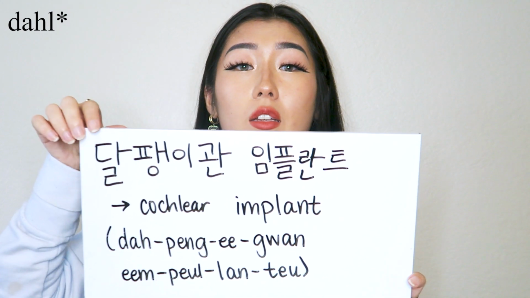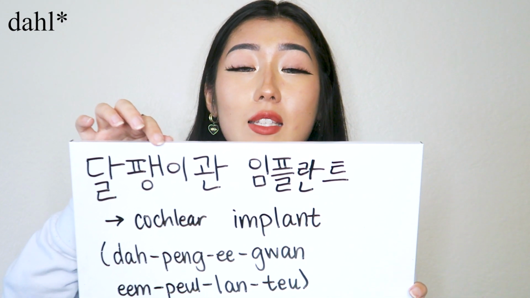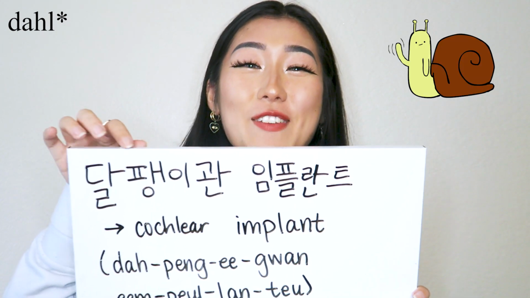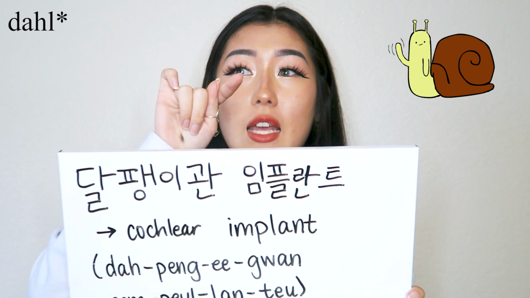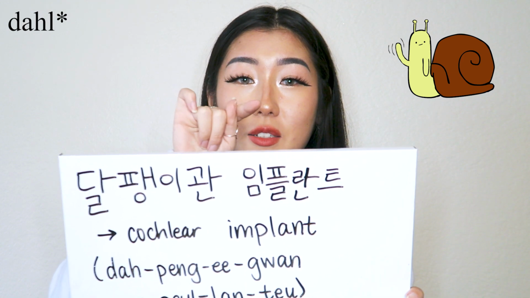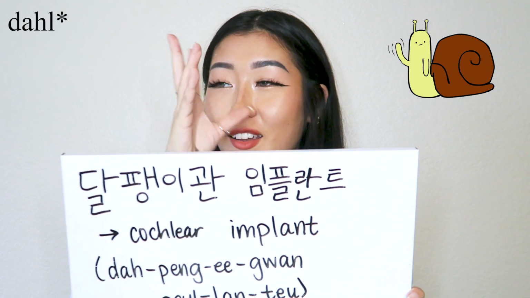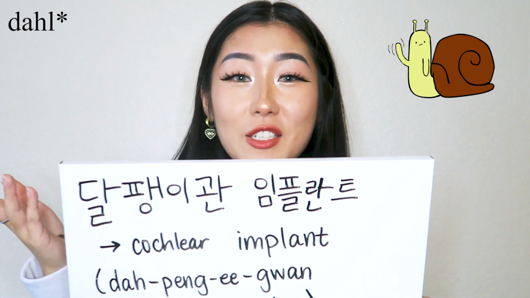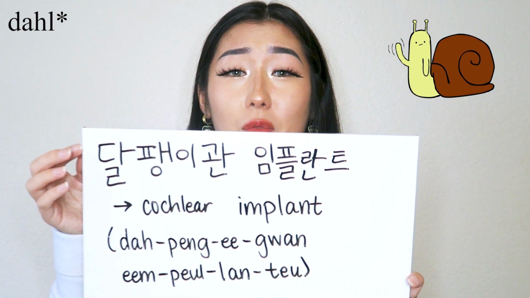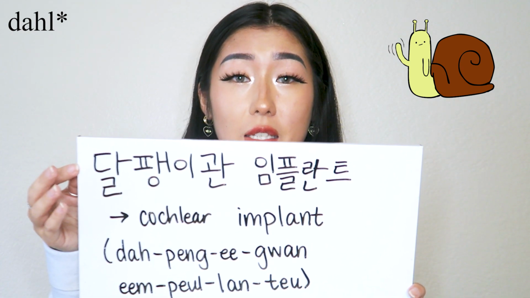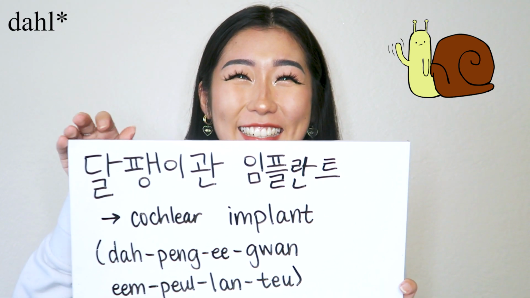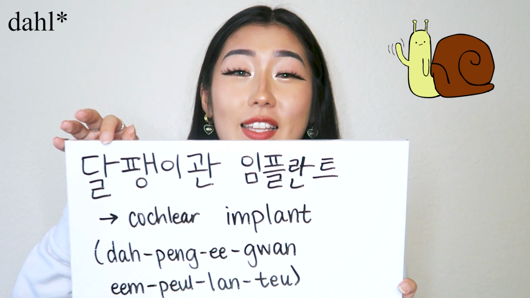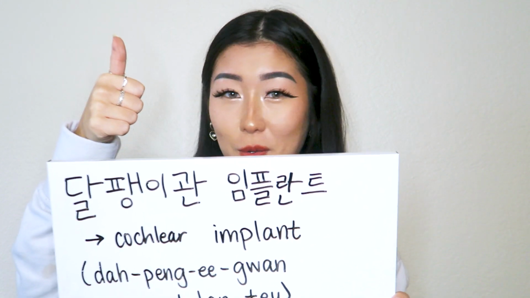달팽이관. Fun fact. 달팽이 means snail, and the reason why is because the cochlear implant has this little twirl aesthetic aspect to it. That might be a really easy way for you guys to remember this, because the cochlear implant is kind of swirly twirly, it will resemble a snail. 달팽이. You're doing great.